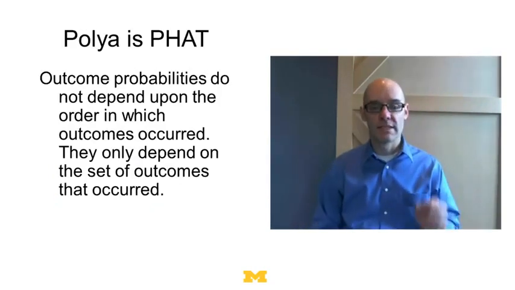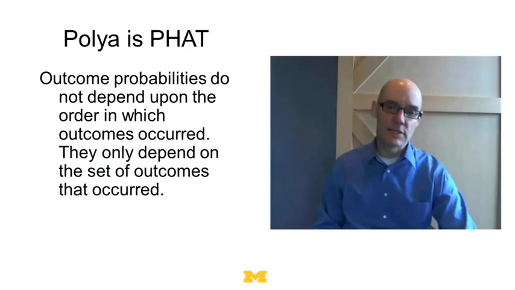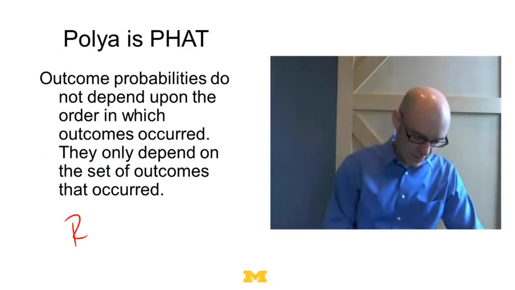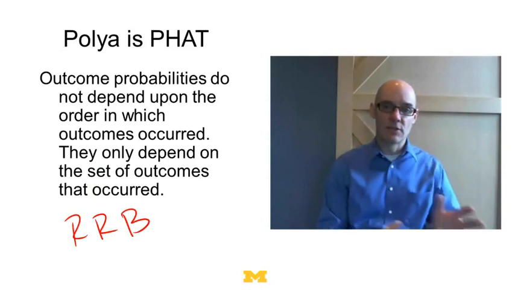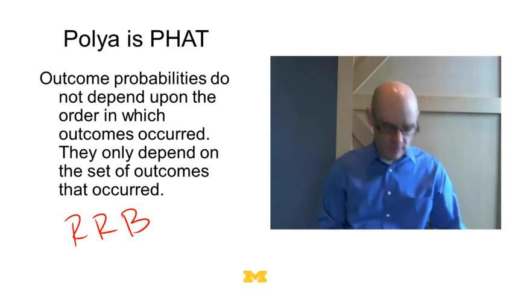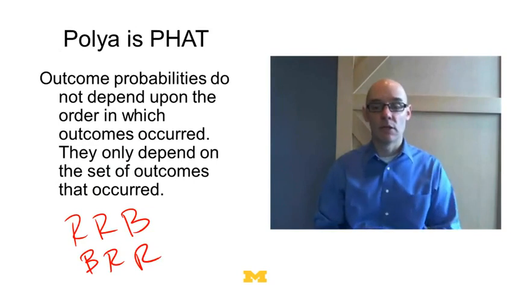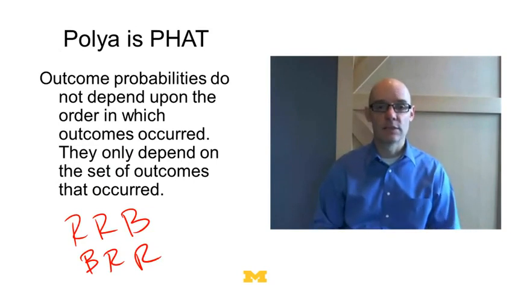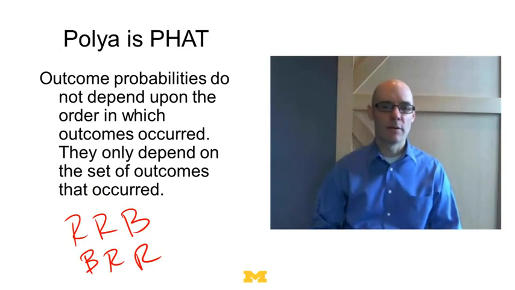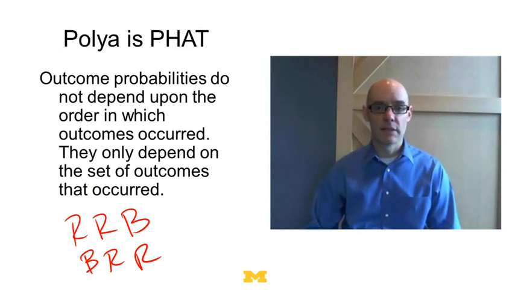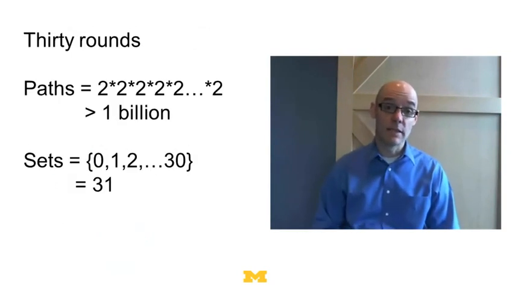The POIA process is FAT. It's not path. And the reason why is all that matters is the set of outcomes. If I had red, red, blue, that means I've added 2 red balls and 1 blue ball. And if I had blue, red, red, that also means I've added 1 blue ball and 2 red balls. So all that matters is the set of outcomes, not the sequence. Why is this so important? Why do we care about it being path dependent versus FAT dependent? Well, let's do just a tiny bit of math and see why.